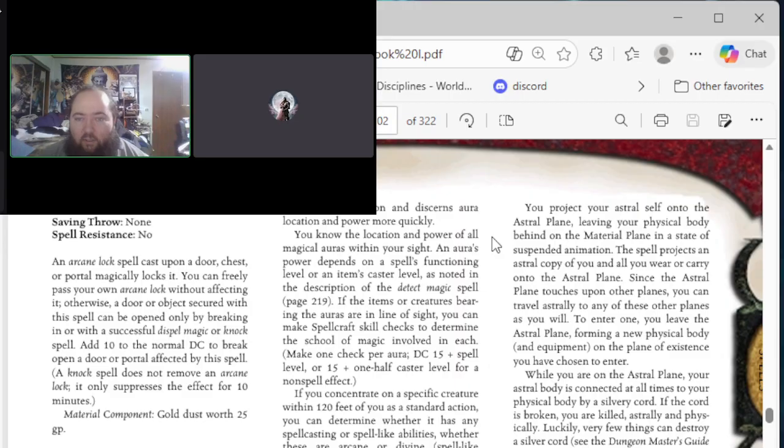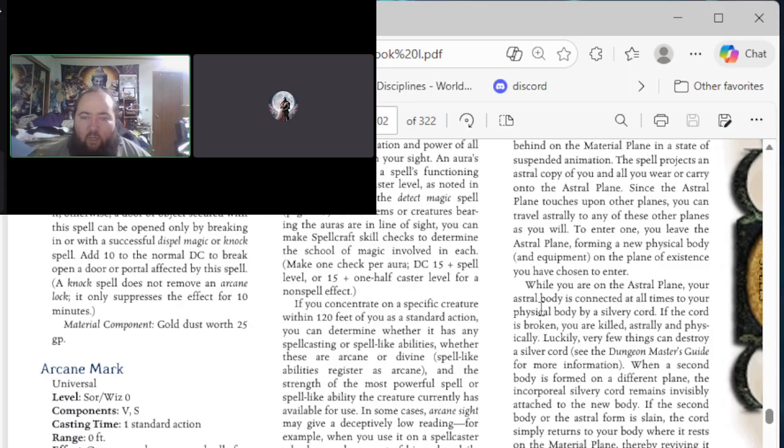An arcane aura depends on the spell's functioning level, or an item's caster level as noted in the description for the Detect Magic spell. If the item or creature bearing the auras is within line of sight, you can make a Spellcraft skill check to determine the school of magic involved in each, which is a DC 15 plus spell level, or DC 15 plus half the caster level for a non-spell effect.